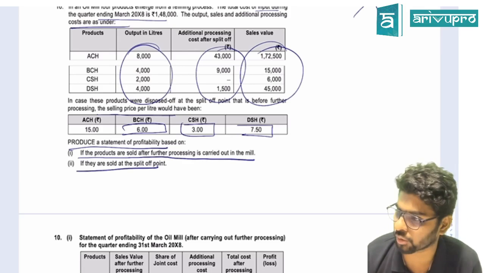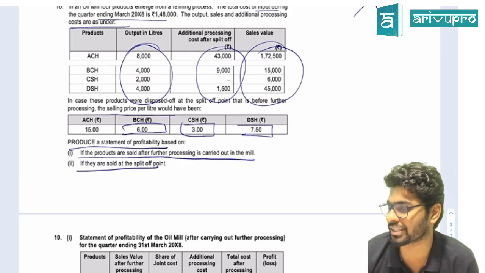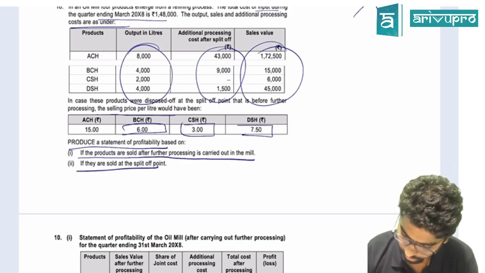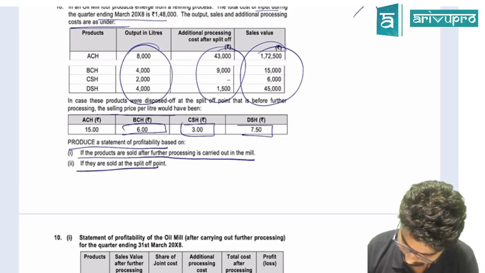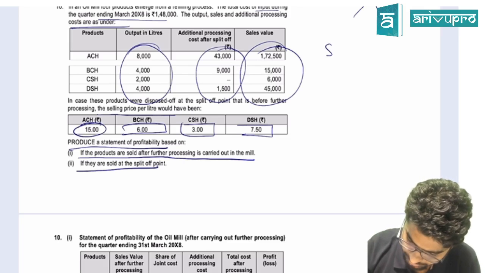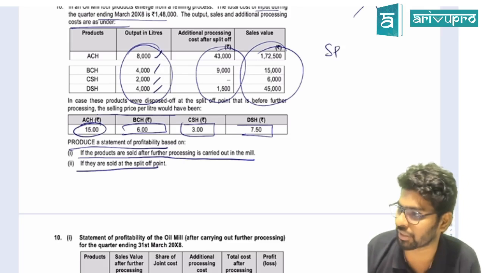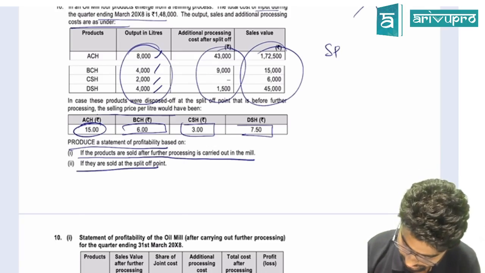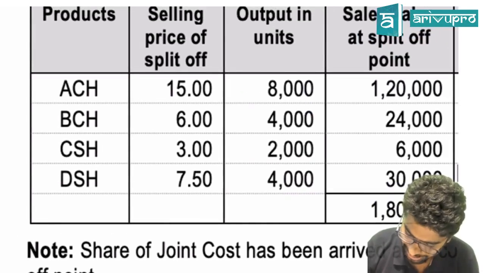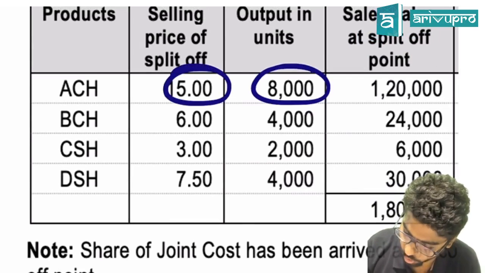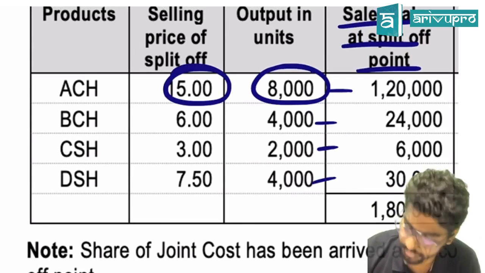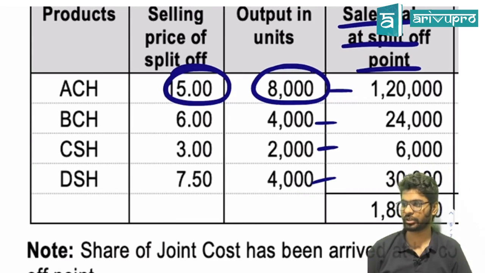Now let's look into it. If they are sold at a split off point, that's the easiest one for me. If we are selling at the split off point, what is that? You have the selling price, you have the quantity. First multiply with this. Done. Then this here, guys, I have the selling price, I have the output, so I'll multiply with this and I get the sales value at the split off point. Are you clear?